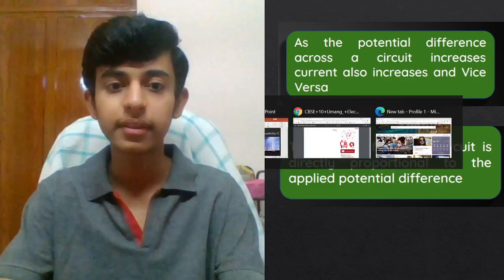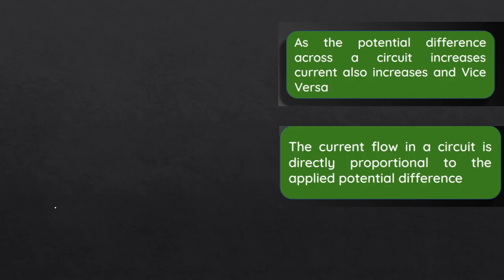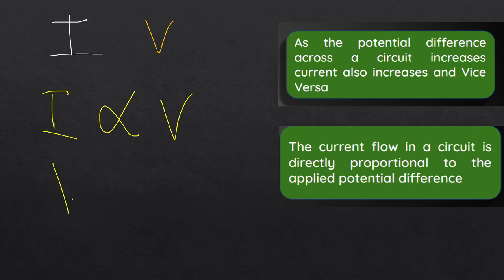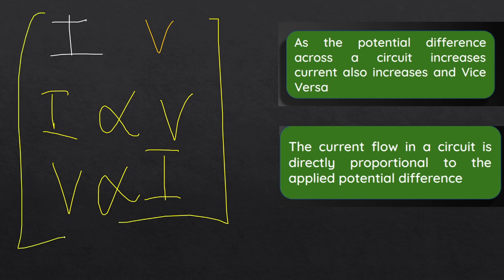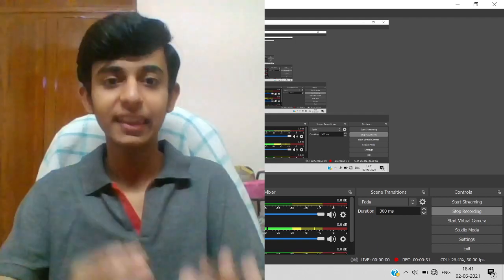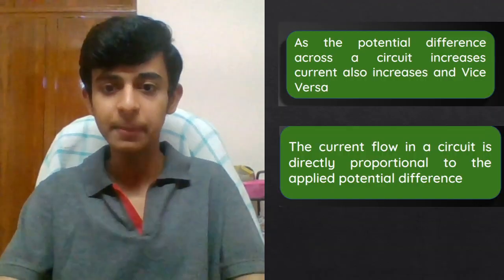Now understand once. See, current flow in any circuit. What is your current? Current is I. And what is your potential difference? Your potential difference is V. So what is the symbol of direct proportionality? I is directly proportional to V, or V is directly proportional to I. This is your funda. And this is your Ohm's law. Got it? I think I've made it easy peasy lemon squeezy.